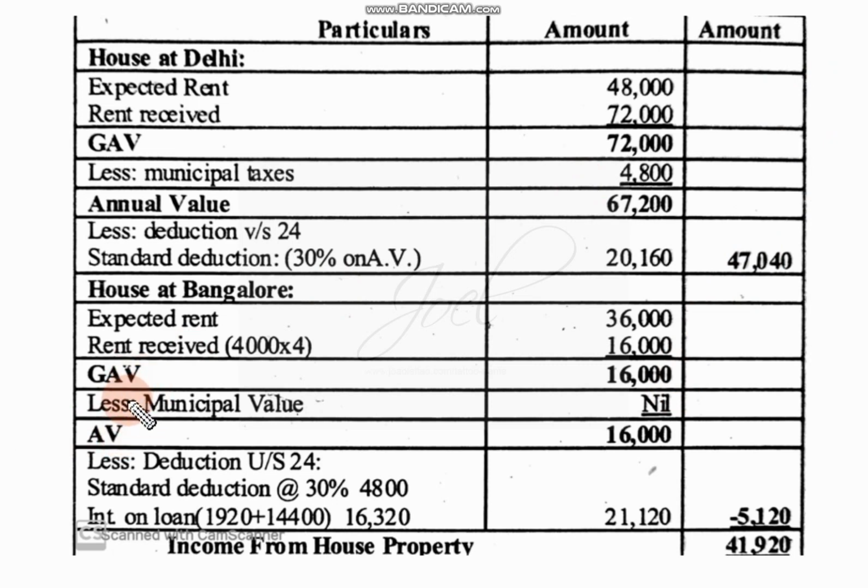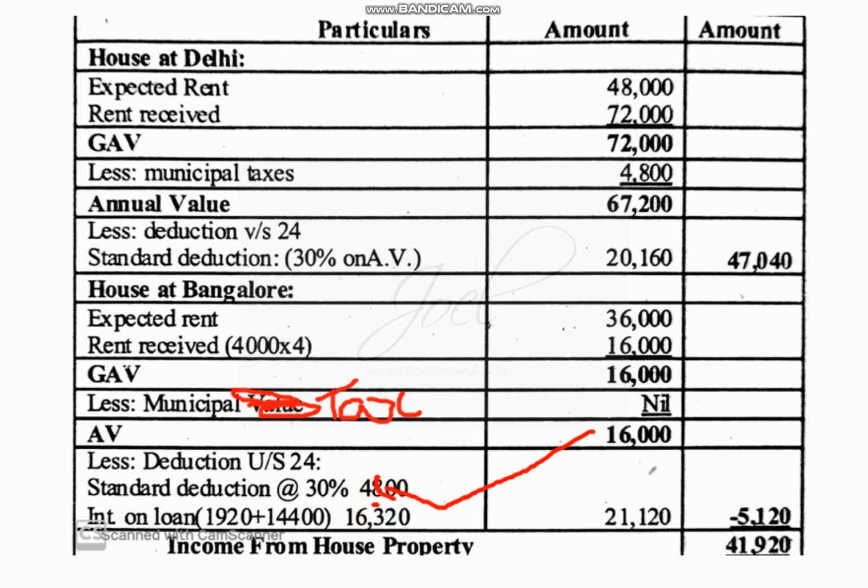Then after that, as per the procedure, we are supposed to deduct municipal tax. Here it was printed as municipal value, so municipal tax we have to deduct. Why is it nil? Because in the adjustment it is given that those amounts are not paid. So since it is not paid, it will be nil. The assessable value will remain as 16,000 only. Now you have to do the deduction under section 24. That is 30% on 16,000. When you consider 30% on 16,000, you will get 4,800.